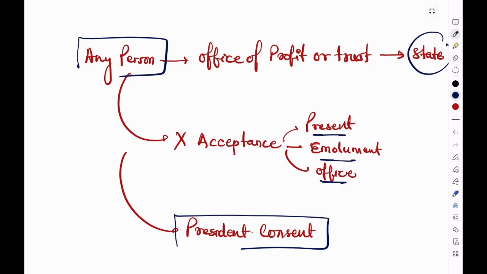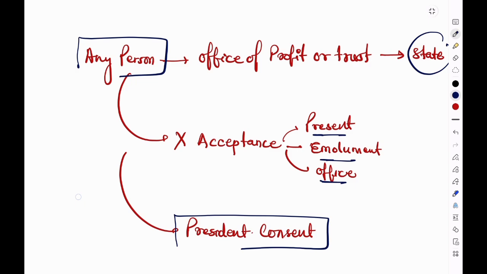Okay, basically it is to prevent corruption, to prevent any sort of foreign influence, and to avoid conflict of interest, to maintain integrity in public services, and to ensure that the loyalty lies with India, and it safeguards what? National sovereignty. Because there are some concerns. A foreign gift may influence decisions. A foreign salary may create obligations. A foreign office may create divided loyalty. So the public official must remain independent. So that's why these restrictions are being put.